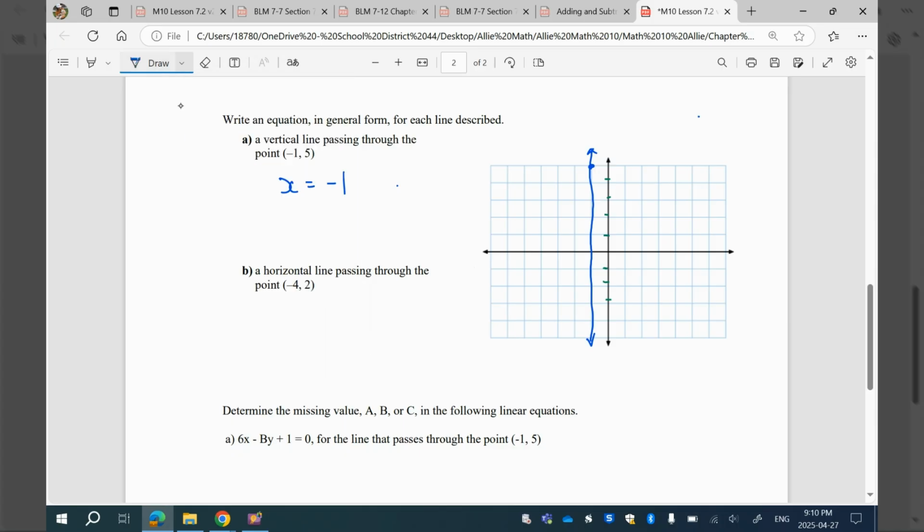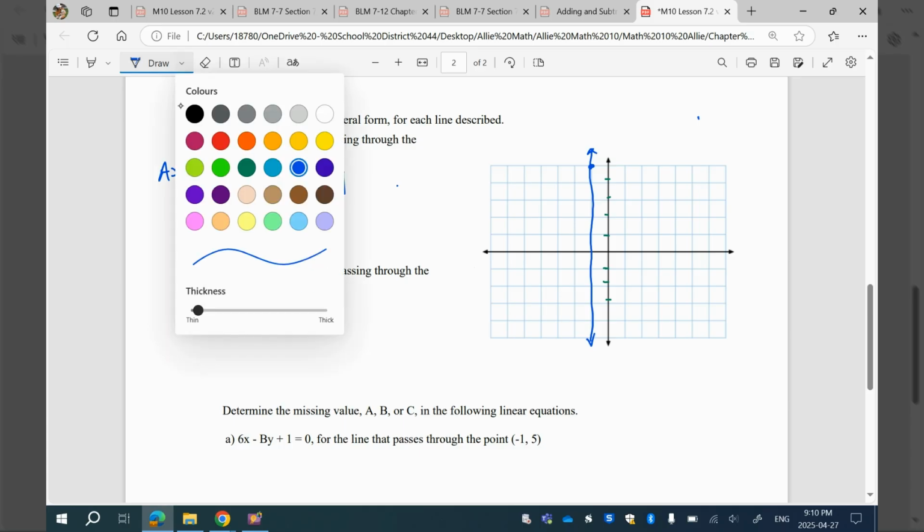And then let's just remember what we need to satisfy in order for this to be in general form. So we actually don't need to have everything. You don't need to have both the Ax and the By. So since there's no restrictions on y, we don't need to show it. But we do still need to have everything on one side of our equation.